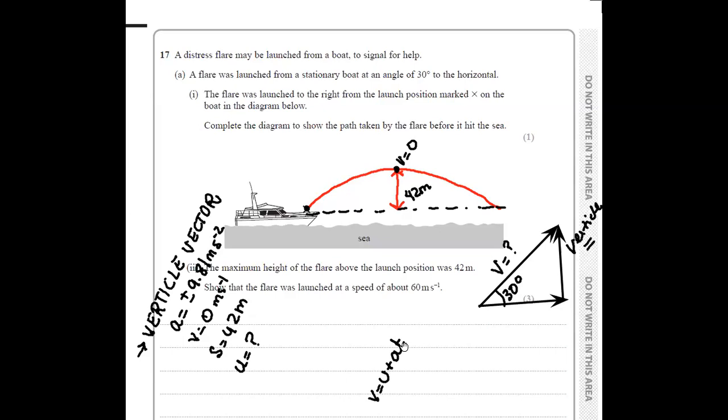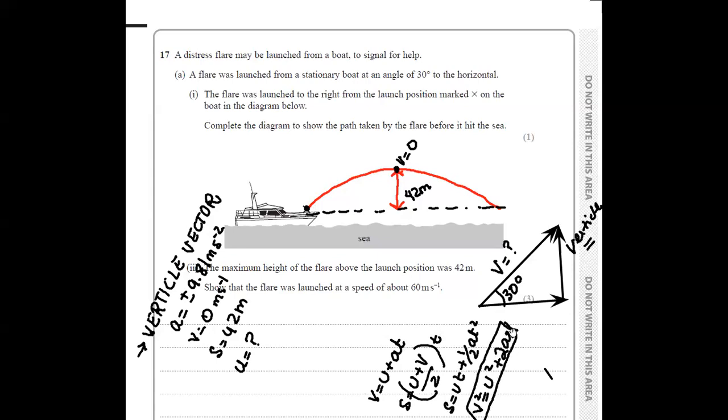Another formula I have is s is equal to (u plus v) upon 2 multiplied by time. This also involves time, which I do not have, so I cannot use this formula. Then I have s is equal to ut plus half at square. Again, it requires time, which I do not have. The final formula is v square is equal to u square plus 2as. This is the formula I will go for. It's the only choice I have. Let's apply the formula.